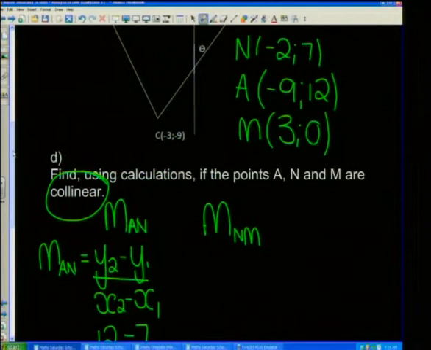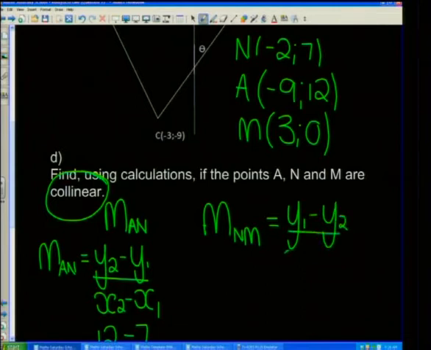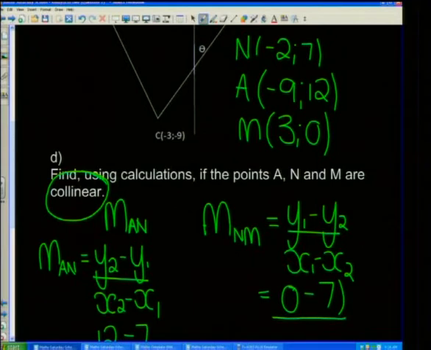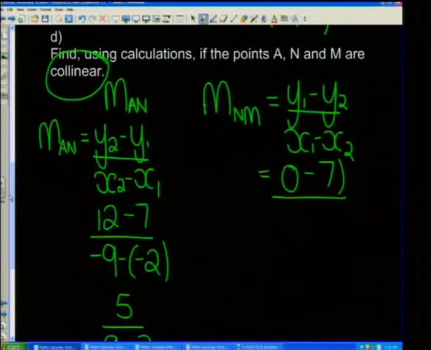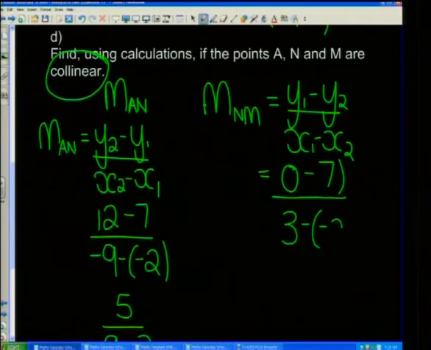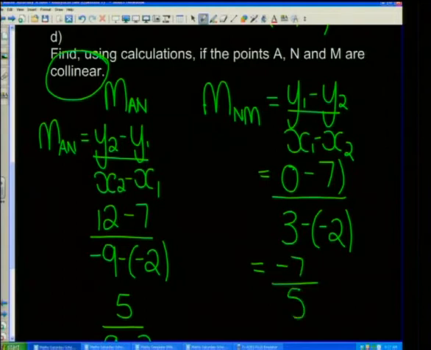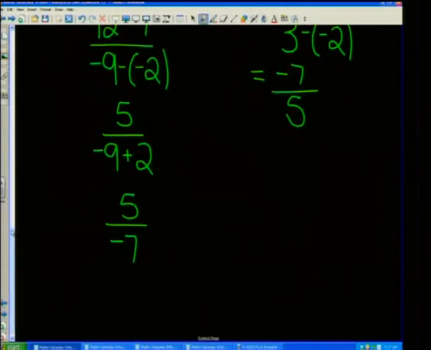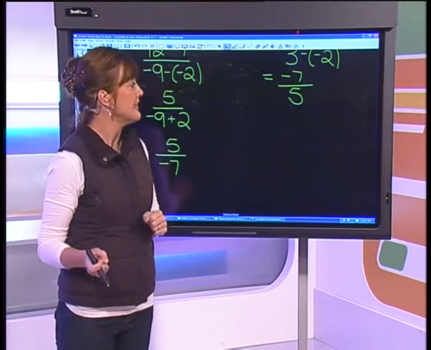Let's see if we can find the gradient from N to M. Same story, Y1 minus Y2 over X1 minus X2. I'm going from N to M. So Y1, let's call that one 0, minus Y2, which is going to be 7, over X1, which is 3, minus X2, which is -2. So 3 minus -2. We've got -7 over 3 plus 2, which is going to be 5. What have we got here, grade 12s? I've got one gradient that is 5 over -7, and I've got another gradient which is -7 over 5.